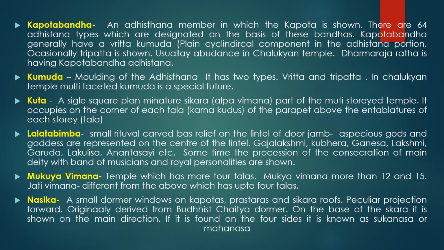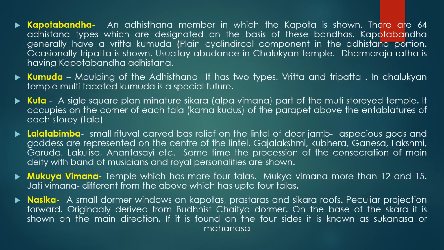Sometimes the procession of the consecration of the main deity along with the consecrator, particularly the kings or the chiefs, with a band of musicians and royal personalities, is shown. For example, in Tamil Nadu the Rashtrakuta King Krishna III built one temple very near to Tirumalaicheri. We have this kind of procession on the lintel of a doorjamb, that is known as Lalada Bimba.